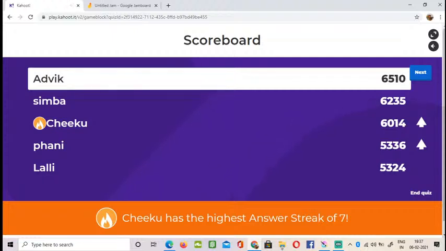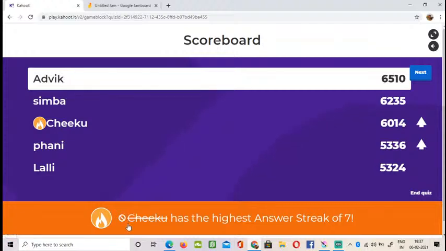So Chico has come to the third place. Funny is in the fourth place. Good. So Advik, from a long time, he is staying in that position without changing, without swapping. That's so good, Advik. You're maintaining that position. Good about that. So now let's see the next question.